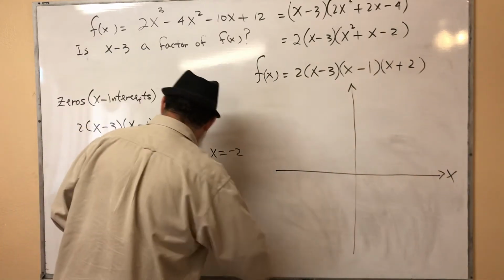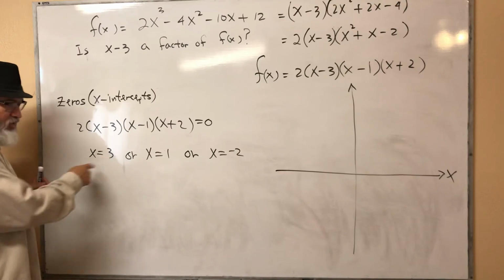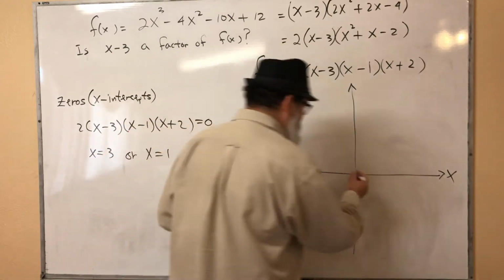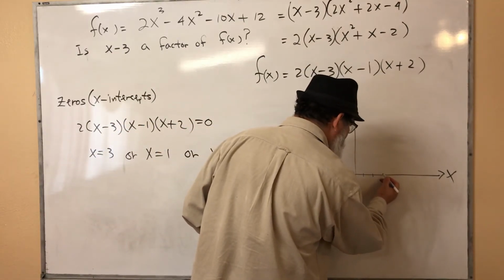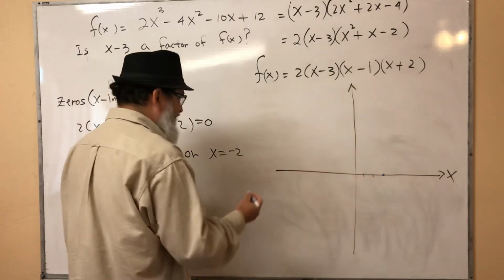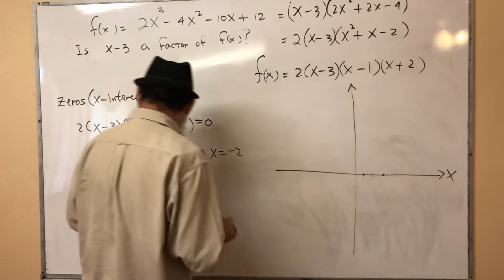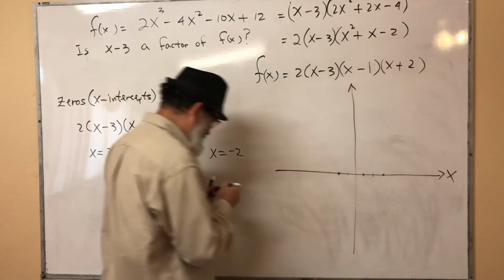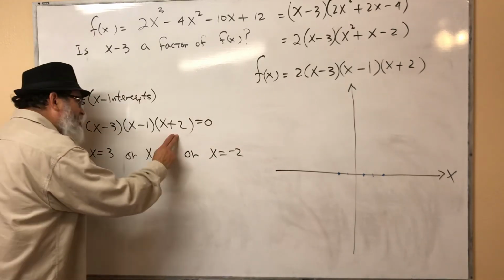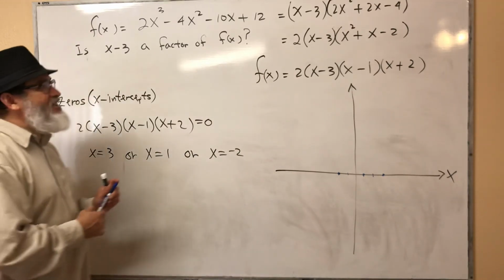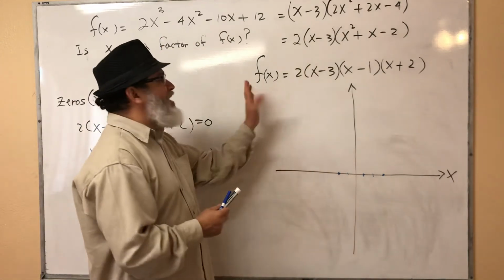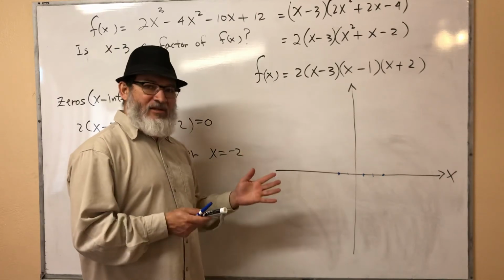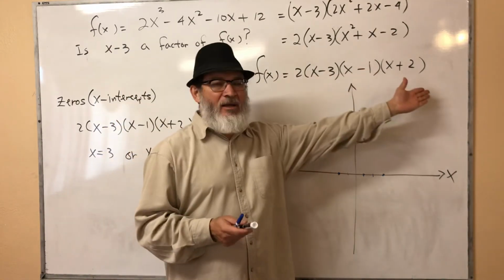Let's find all the zeros. There's a 0 at 3. There's a 0 at 1. And there's a 0 at negative 2. So each factor gave me a 0. So it is convenient to be able to factor a function, if a polynomial function that is, if you want to graph it. It's convenient to write it this way.